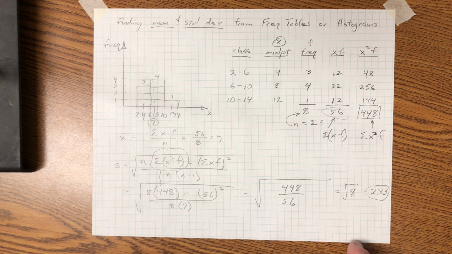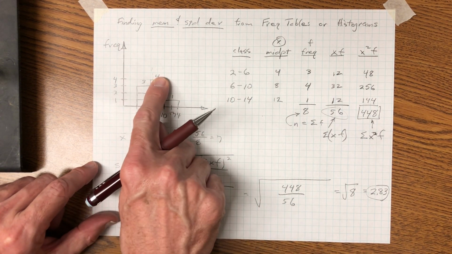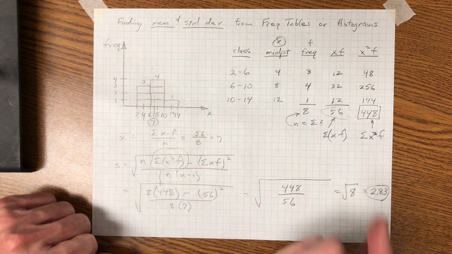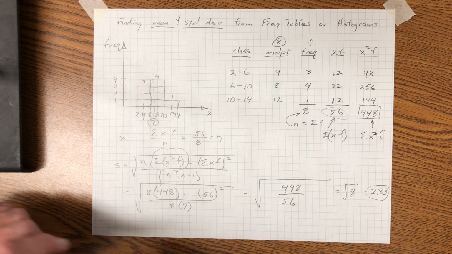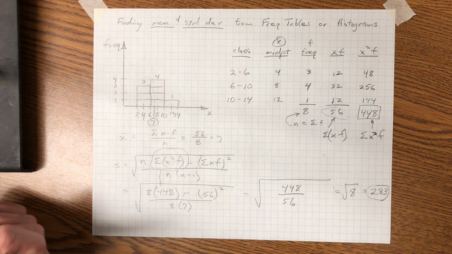And that's how you find the mean and the standard deviation if you have a histogram or a frequency table. Okay? So this is on the take-home. It'll be on the test. It's a pretty hard problem, so you may want to do it a couple of times, put an example on your formula sheet, something like that. Very good. Practice.